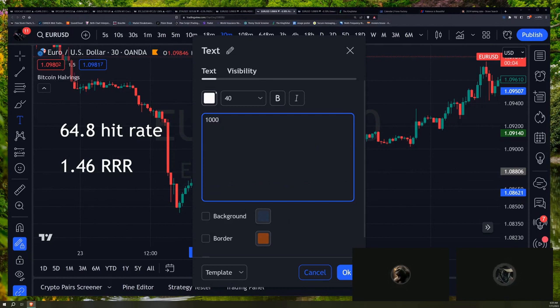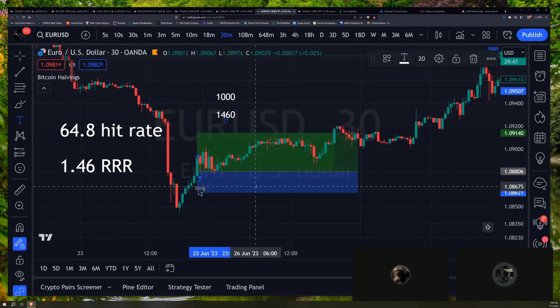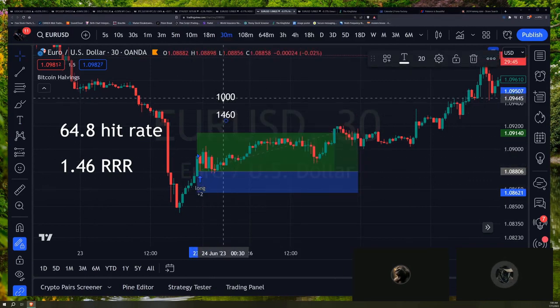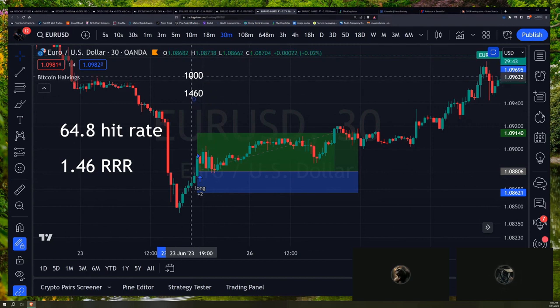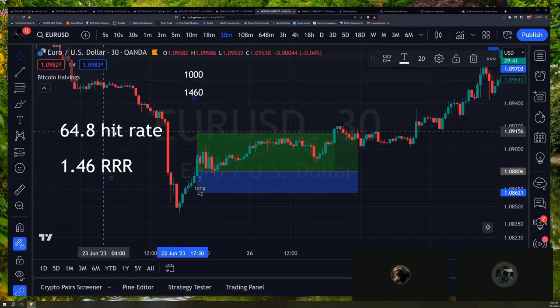And on average, I'm going to make $1,460 every time I do a trade. So if I'm risking $1,000, that means that if the trade stops out, I lose my $1,000. But if I win the trade, it's $1,460. So that's basically what that means. Now, that works 64.8% of the time.